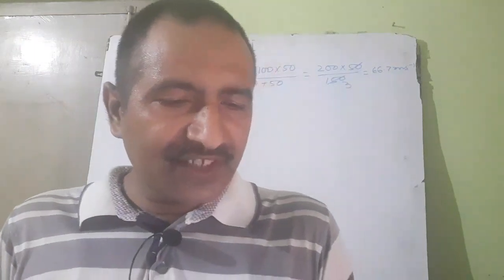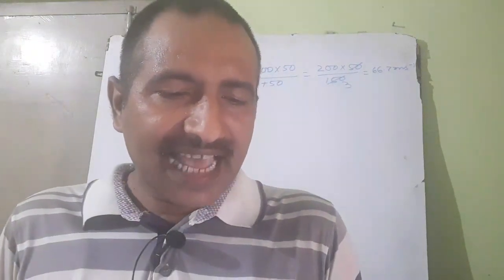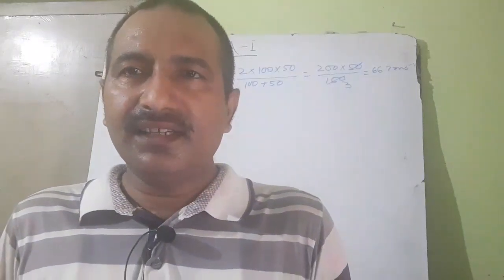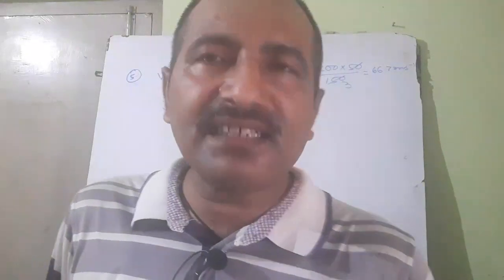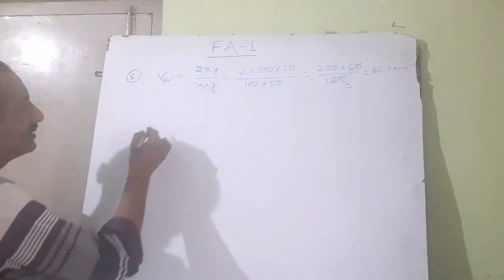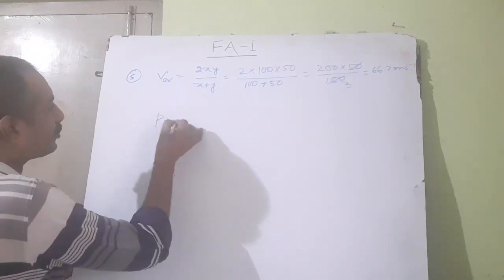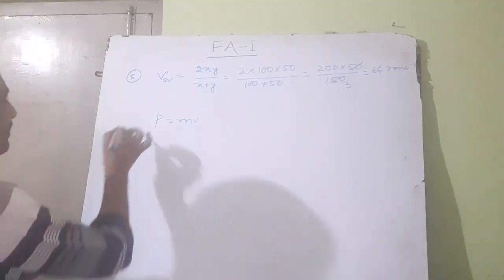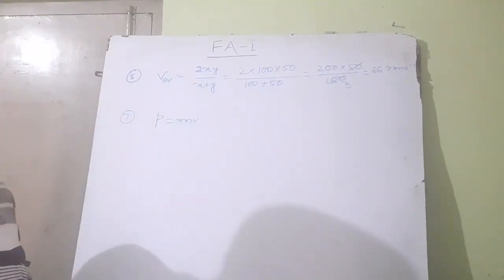Question number 7. The mass of a body is increased by 10% and its velocity is decreased by 10%. What is the percentage change in its linear momentum? You see, mass is increased by 10% and velocity is decreased by 10%. Linear momentum P is equal to mv. This is question number 7. P is equal to mv.